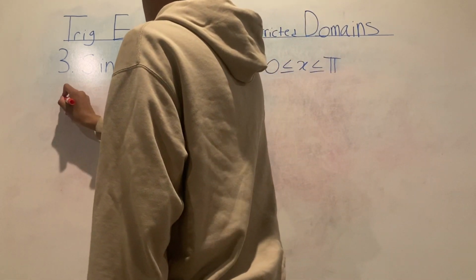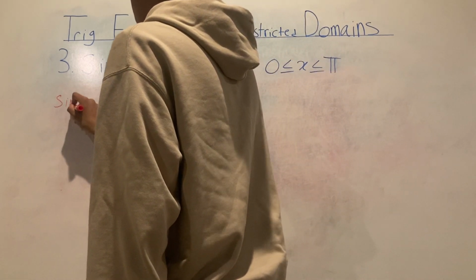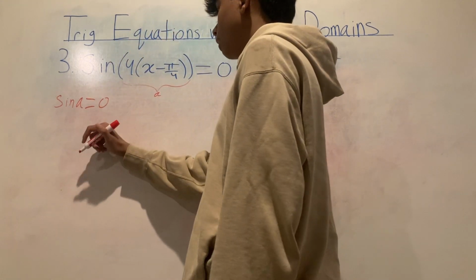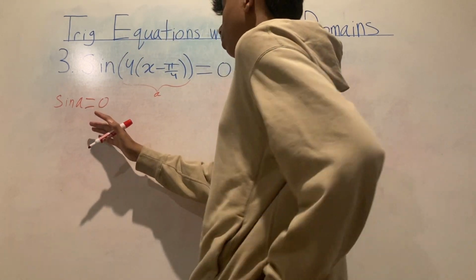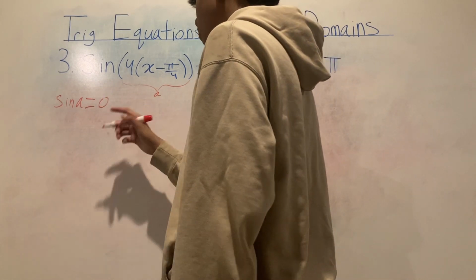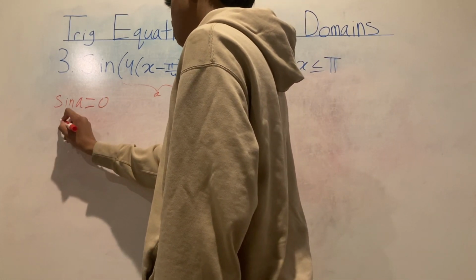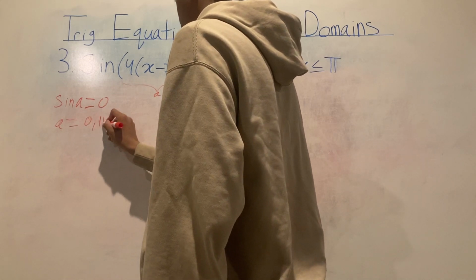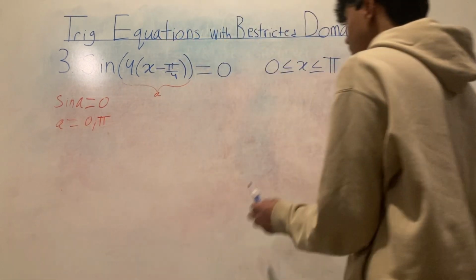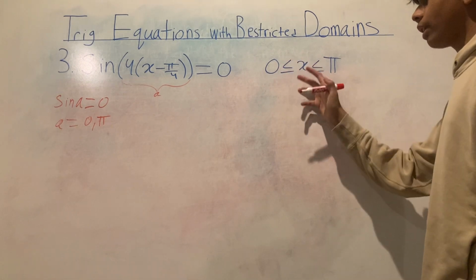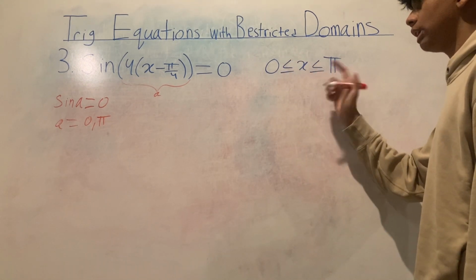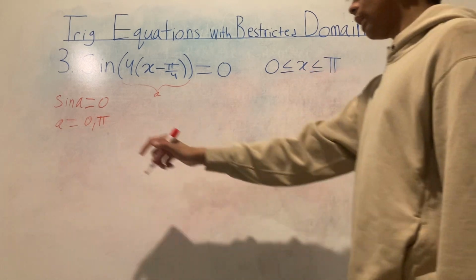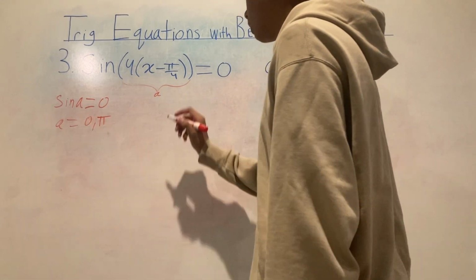So now we have sine a equals 0. All this is saying is, what value of a will make sine equal to 0? Well, there's only 2 answers to that, and it's 0 and pi. And 0 and pi both work because x is greater than or equal to and less than or equal to. But if this said only greater than or only less than, then a would not equal anything.